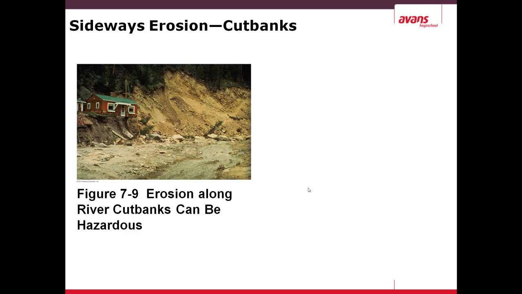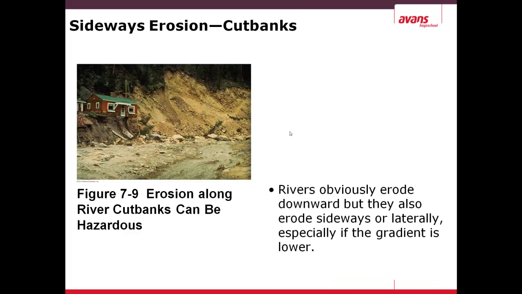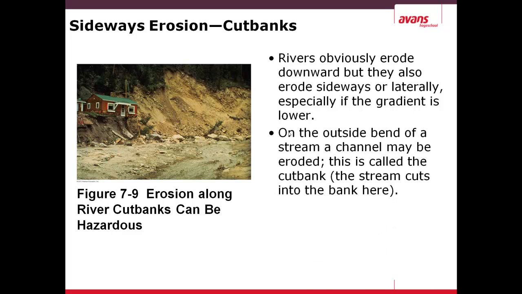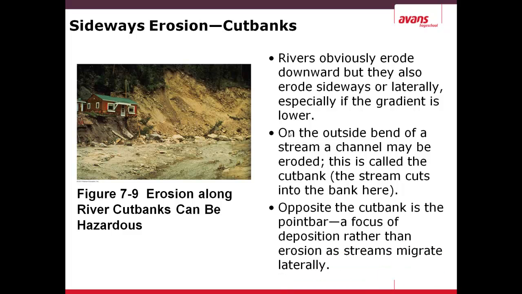Rivers can also erode sideways, and in this form they form cutbanks along the riverbanks. This especially happens when the gradient is lower. On the outside of this bend is where the cutbank occurs, and that's where the lateral erosion happens. And on the inside of the river, you have a bank which is called a point bar. And this is where the deposition of the eroded sediment occurs.